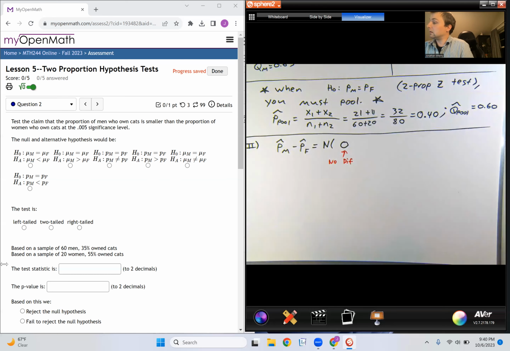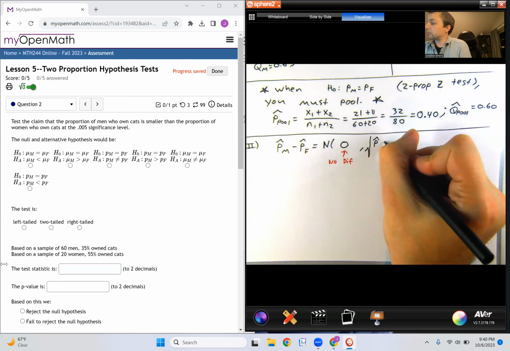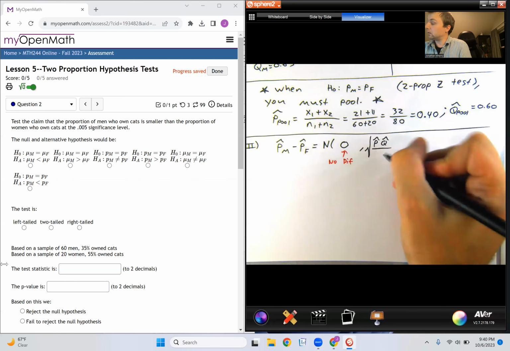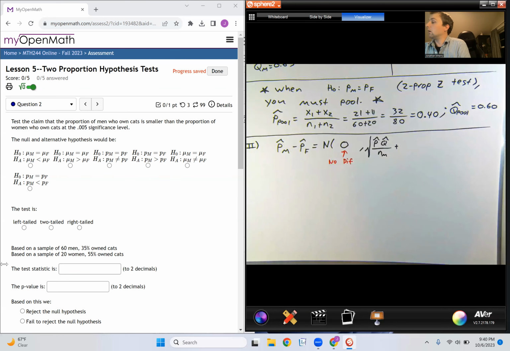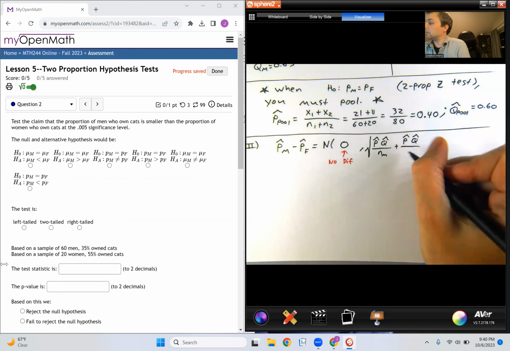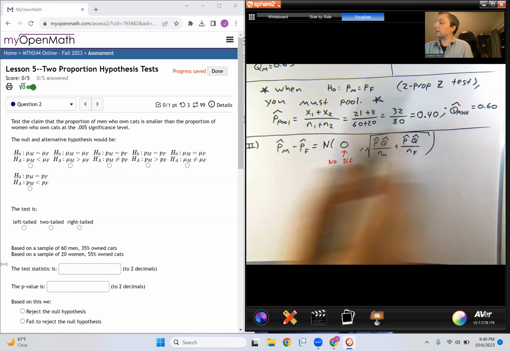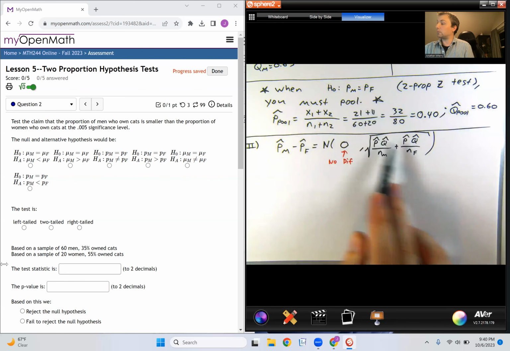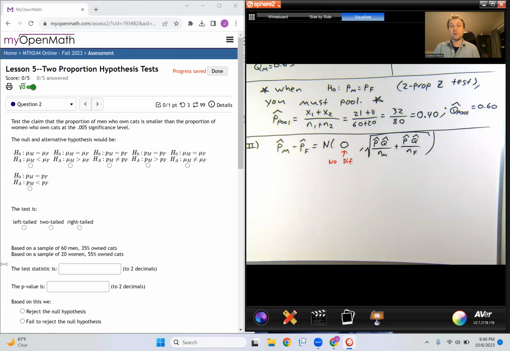Next part here is going to be a really big square root. It's going to be my pooled success rate, my pooled failure rate over the number of samples for the first group. I'll have my pooled success rate, my pooled failure rate, and the number of samples for the second group. I'm assuming that these pooled success rates are the same. So I'm going to be using the same numbers for P, and then I'm going to be using the same number for Q for both of those fractions.